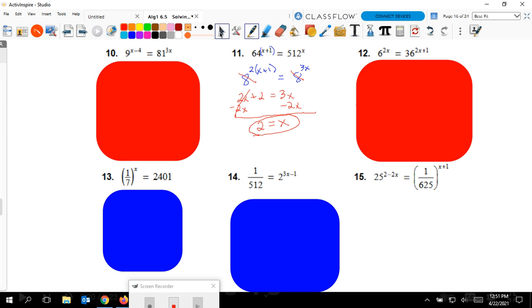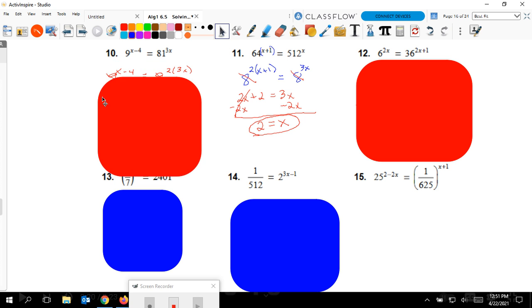Alright, so hopefully you're now checking answers for 10 and 12. So on 10, we have a 9 and an 81. Well, we should know that 81 is 9 squared. So we just need to change that one. So the first one stayed the same with x minus 4. But now this is a 9 squared, and then we have this 3x to put in a parenthesis. We're going to need to multiply the 2 times the 3x. And so when we do that, we'll cancel out our 9s, our bases. The common base cancels out.